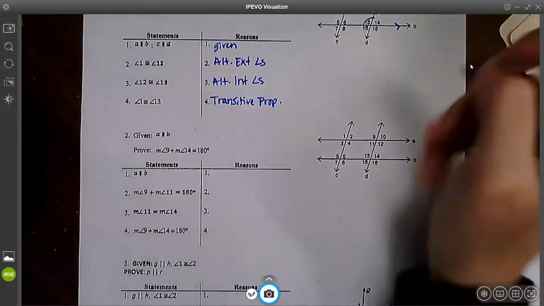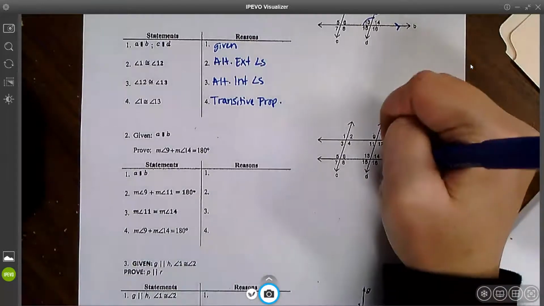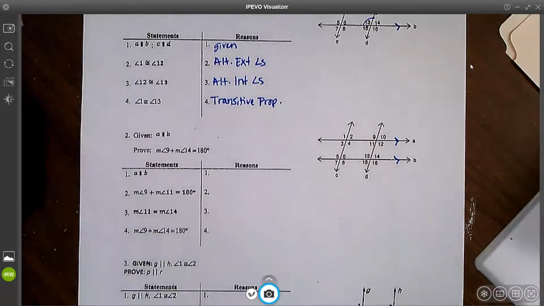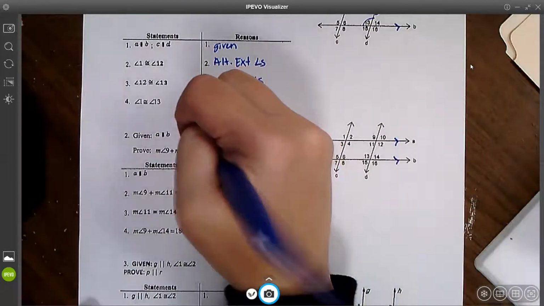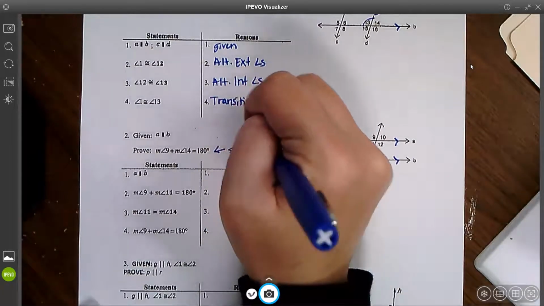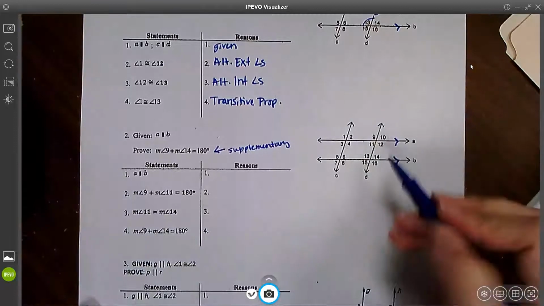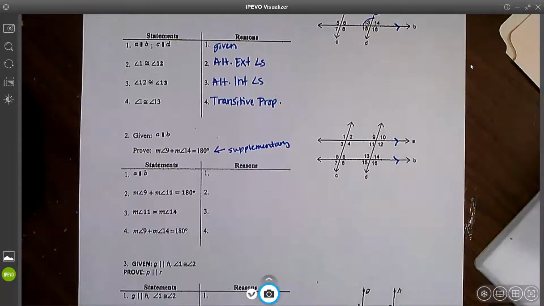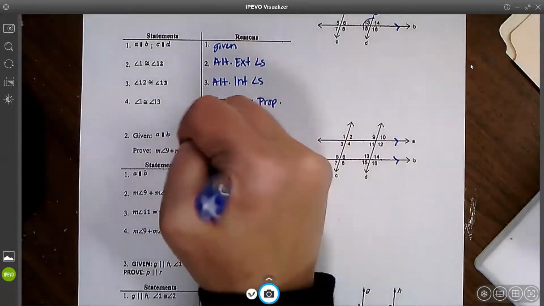A is parallel to B. So again, that's the only thing we're given. Now we need to prove that the measure of angle 9 plus the measure of angle 14 is 180. Remember, when the sum of two angles is 180, that means that they're supplementary. That's what we're trying to prove. So angle 9 is here and angle 14 is there. We're trying to prove them supplementary. A is parallel to B. That is given to us.